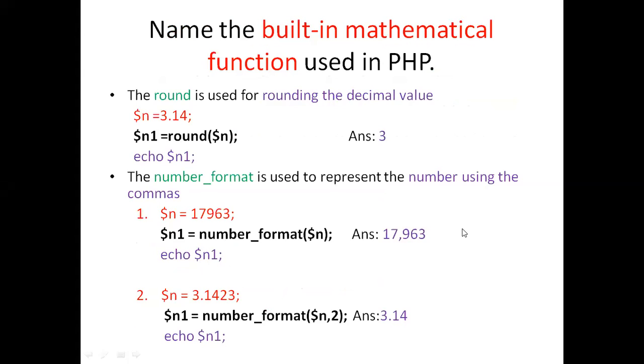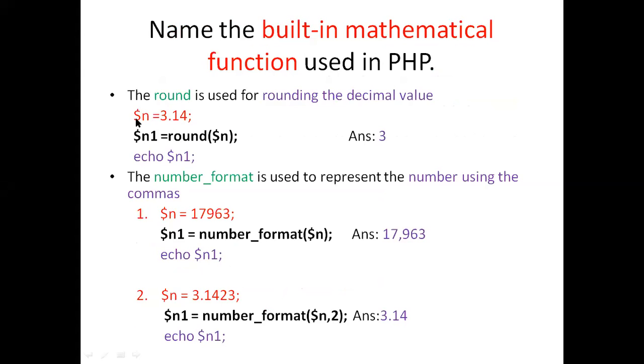This is another slide, number 11. Here are some built-in mathematical functions used in PHP. You have to know some of the words here. This is round. We already know what round means here. It means rounding. So 3.14, we are going to round. We don't want what is after the dot, after the point. So it is the rounding.